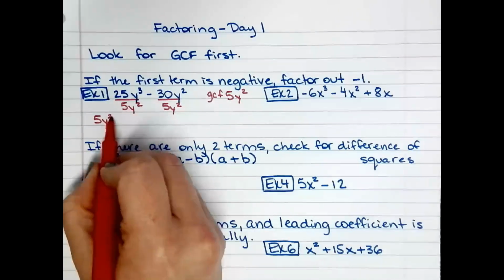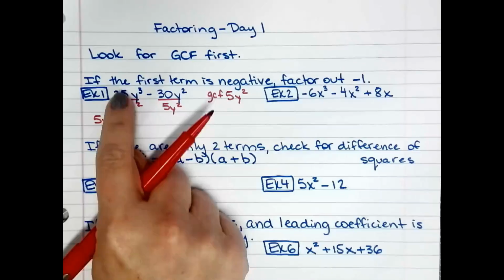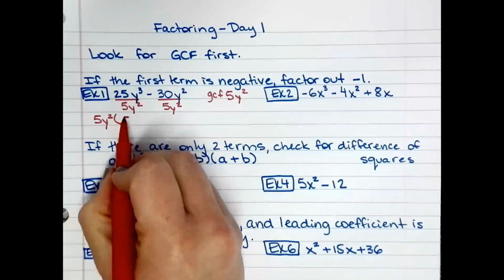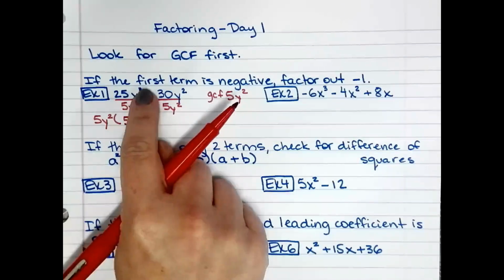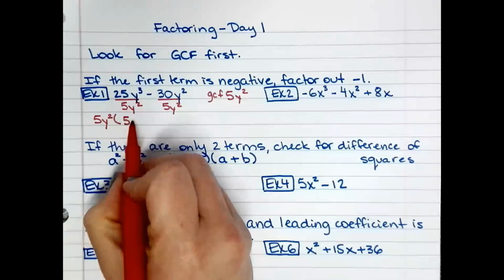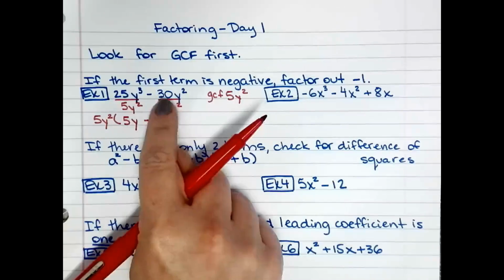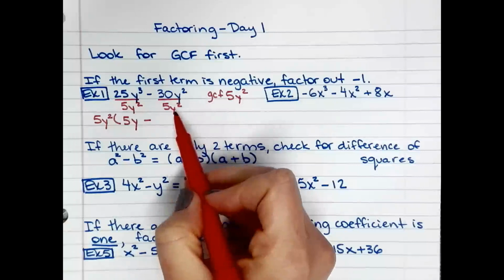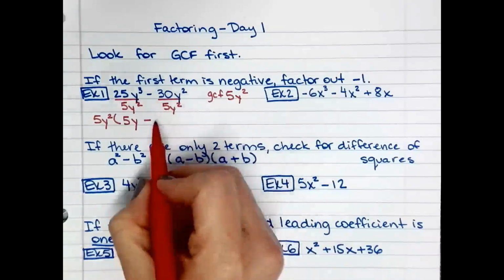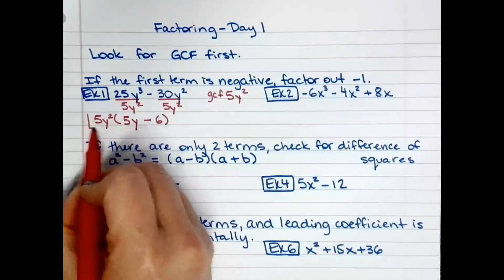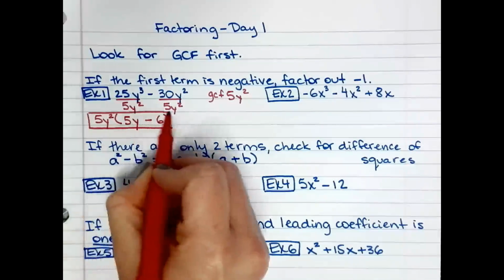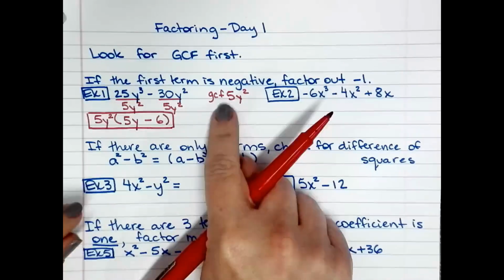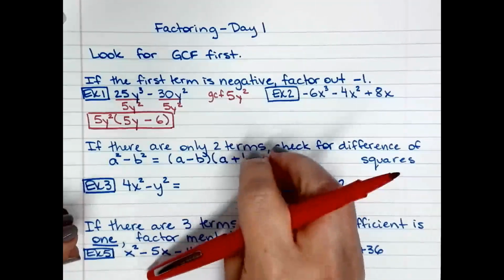So 5y squared. Now you're going to divide, and whatever you get goes in parentheses. 25 over 5 is 5. Y cubed divided by y squared is y. Then minus 30y squared divided by 5y squared: y squared divided by y squared is 1, and 30 divided by 5 is 6. When you're factoring, you're just rewriting it in a different way. When you pull out the GCF, it doesn't go away.